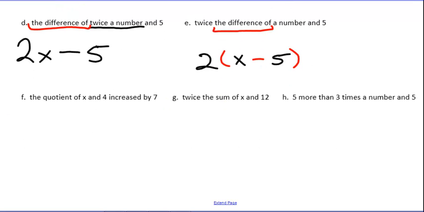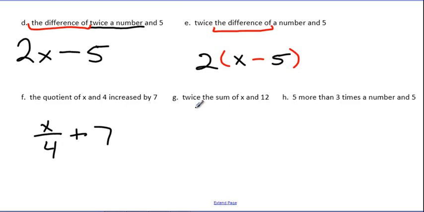All right, we have 3 more to go. Example F, the quotient of x and 4, increased by 7. Quotient means division. The way we show division in algebra is by setting up a fraction. Okay, you have to get good at fractions. So x over 4 plus 7 is the same thing there.